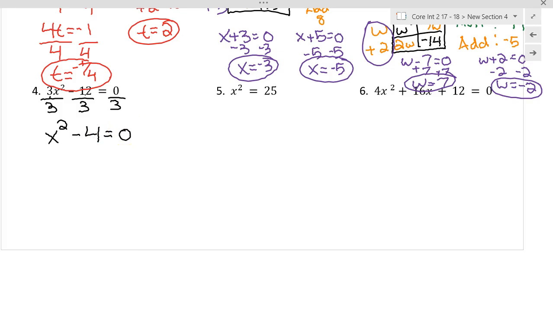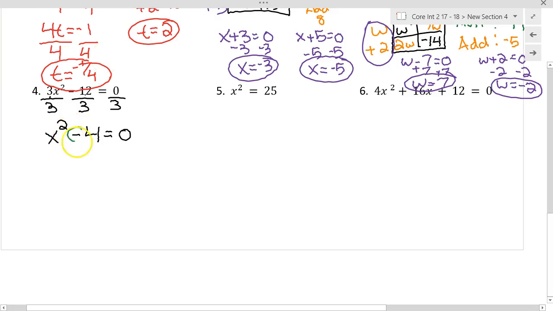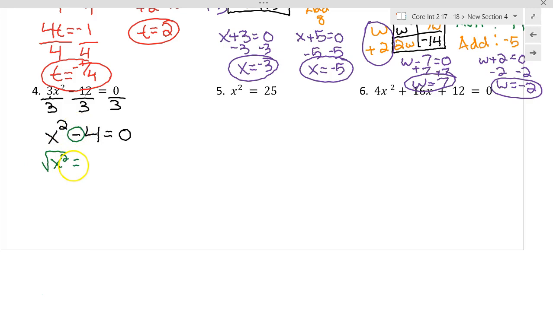Alright, from here. Now, this problem is different from our 3 problems at the top, because this one only has 2 terms. Remember, when there's 2 terms, you want to look for a difference of squares. This one is subtraction. Can I take the square root of x squared? Yes. Can I take the square root of 4? Yes. Okay, so the square root of x squared is x. The square root of 4 is 2. So that means I have, remember, x plus 2, x minus 2.